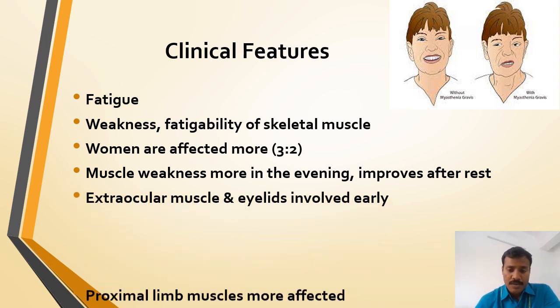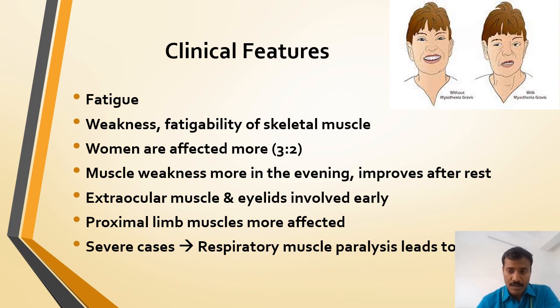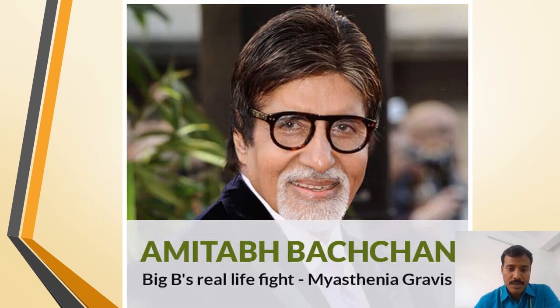Extraocular muscles and eyelids are involved early because of the constant activity of the extraocular muscles. They are continuously acting, so they fatigue earlier than other muscles. Proximal limb muscles are also affected more. In severe cases, respiratory paralysis happens, which leads to death. There is a famous celebrity who has myasthenia gravis and is getting treatment for it.